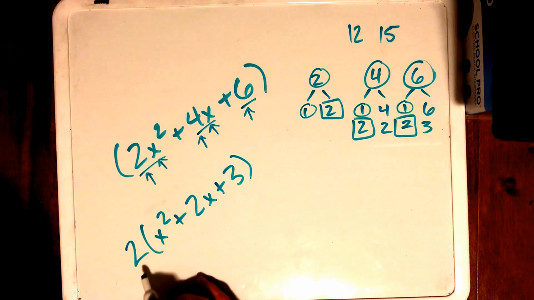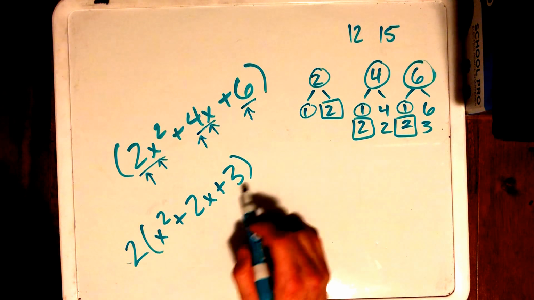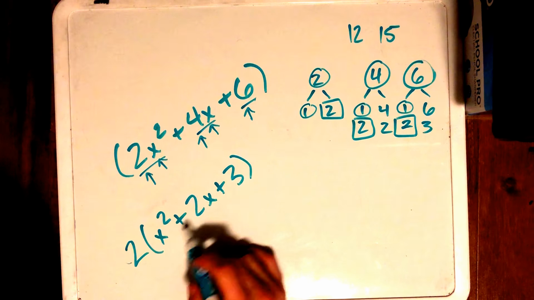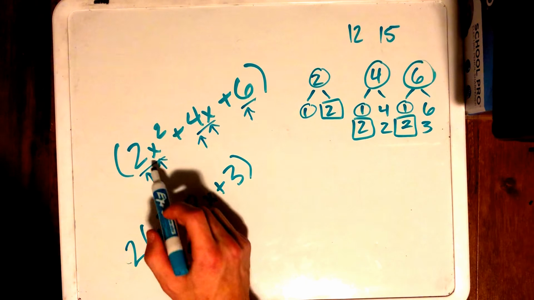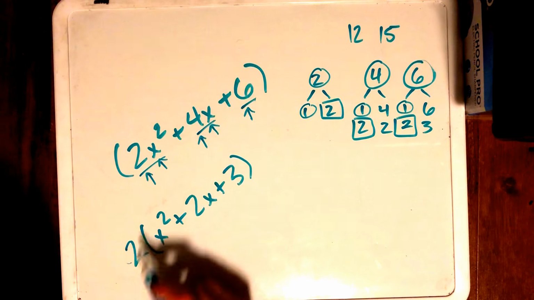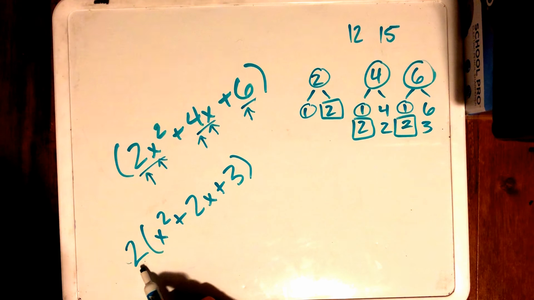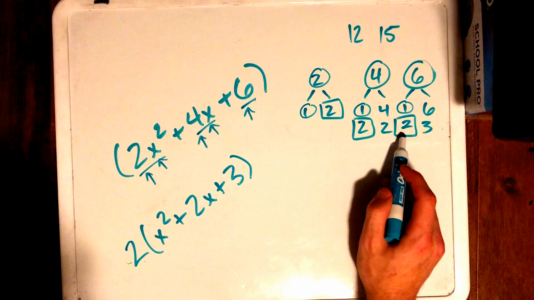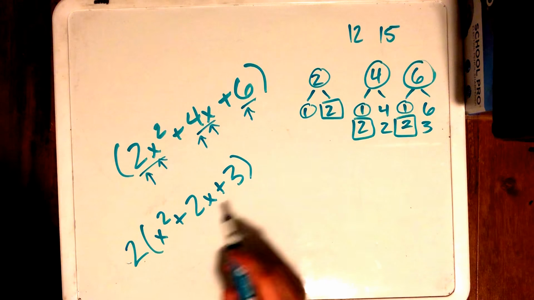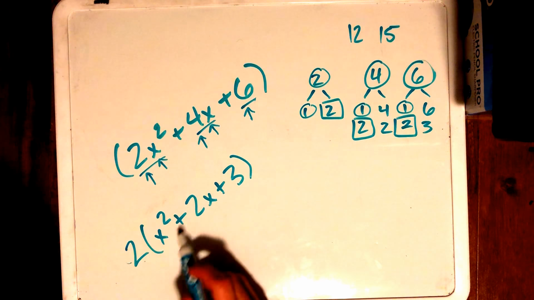The reason it's going to look like this is we pulled this 2 out in front and we have what's left here in the parentheses. And how we get what's in the parentheses is by dividing each of these terms by what we pull out. And what we pull out is our greatest common factor. So we did these factor trees. We found that our greatest common factor was 2. We know that we can pull that out. We put that in the front of our parentheses.